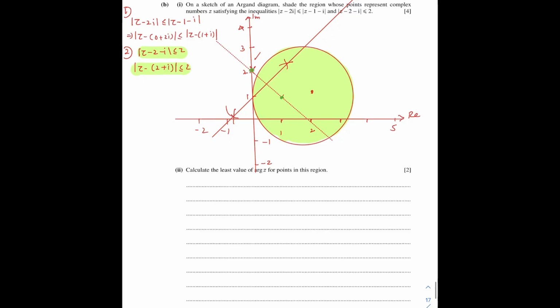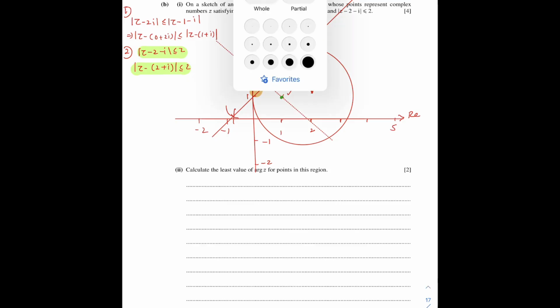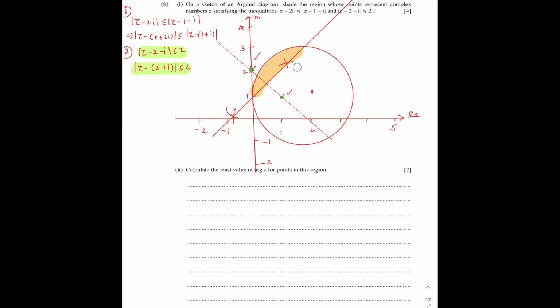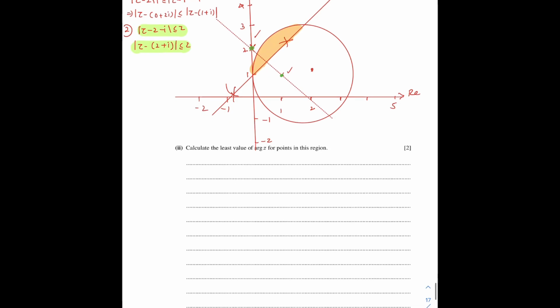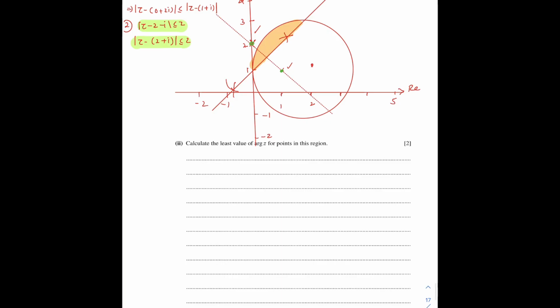Now we have to figure out where modulus of z minus 2i is less than modulus of z minus 1 plus i. So the point 0 plus 2i is closer from that side than from that one, which means I have to shade the region on that side. That's the region I have to shade. Alright, so I have shaded that part.